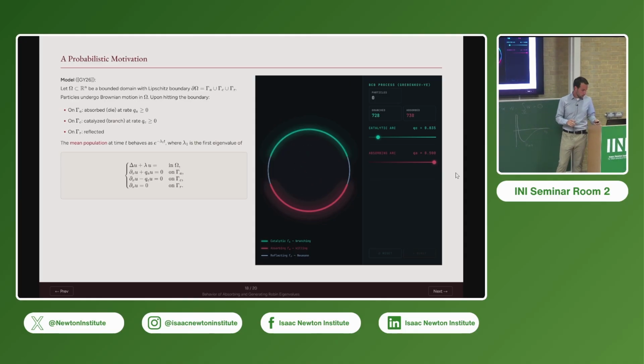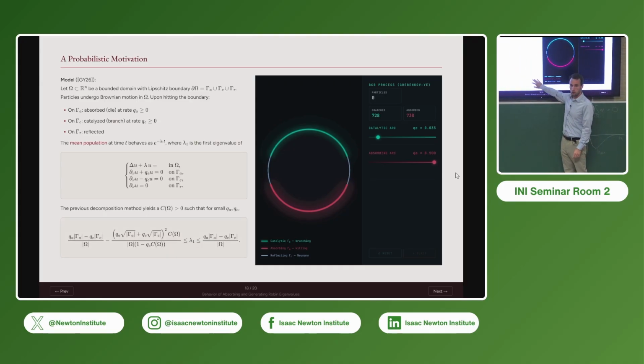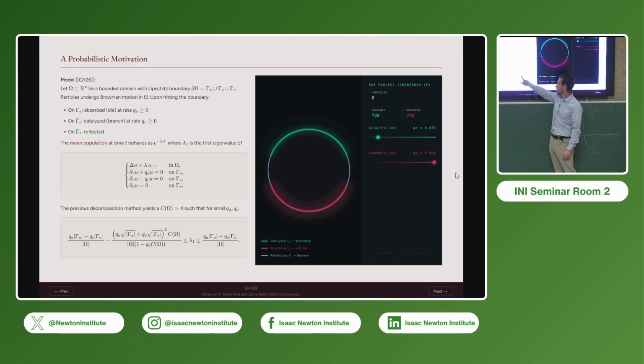If we do this, we obtain the following result. An upper bound, once again, is obtained by just inserting a constant trial function into the variational characterization. So previously we had alpha times the perimeter of omega divided by the area of omega. Here this changes to QA times the length of gamma A minus QC times the length of gamma C divided by the area of omega.